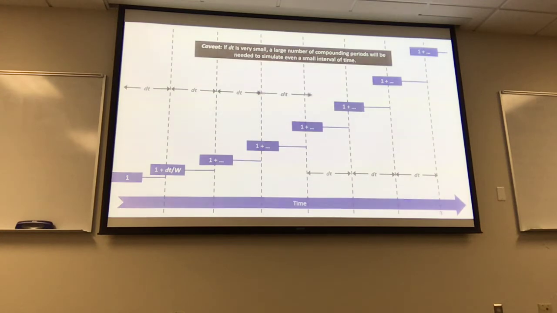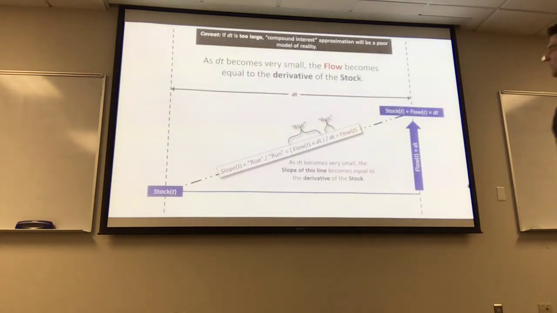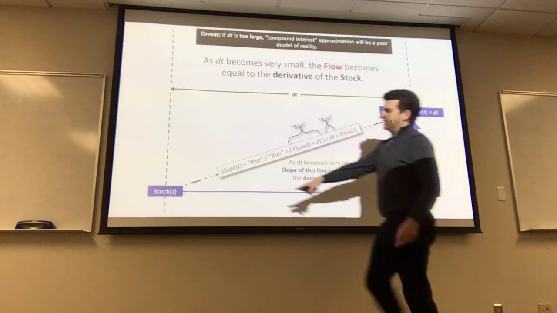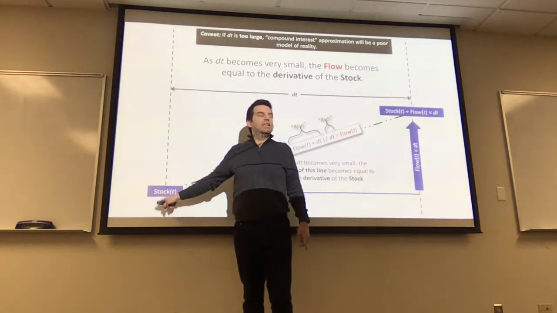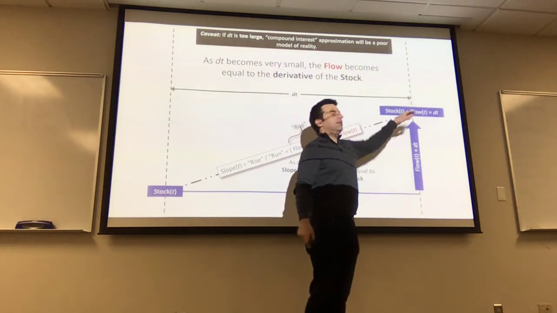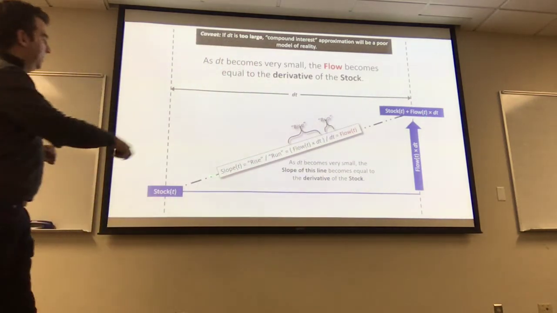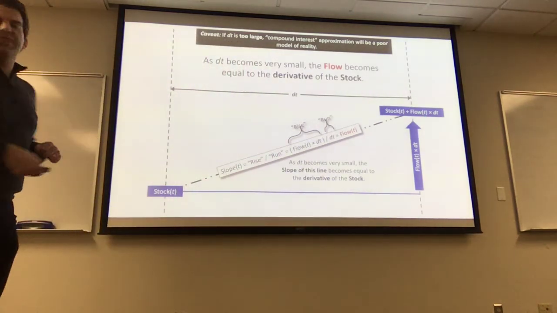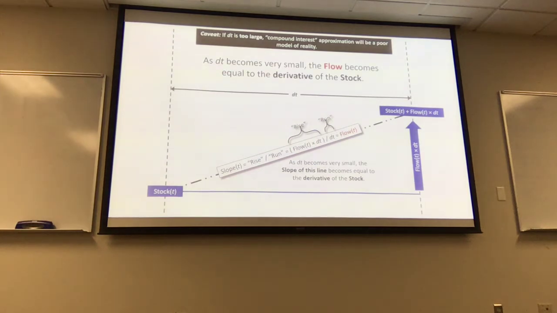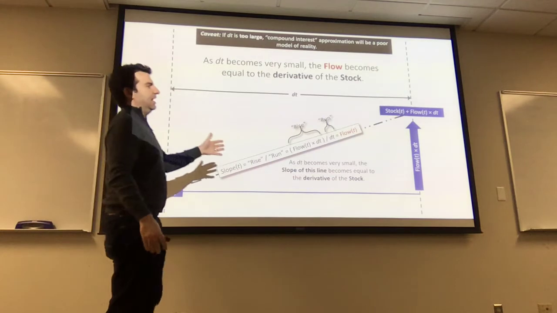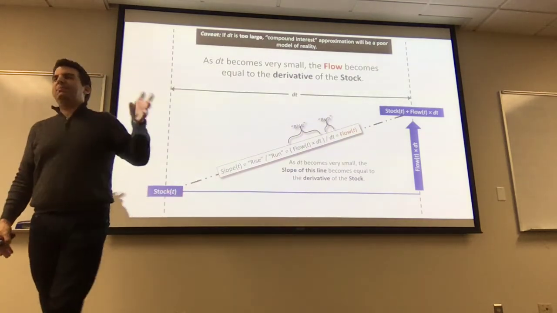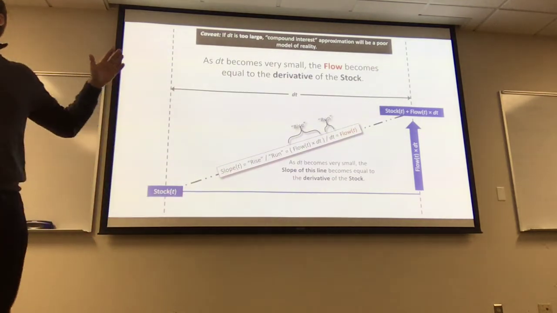And so if we zoom in on one of these intervals, then what we see is we have the stock, the number of bacteria at the beginning of the interval, and the number of bacteria at the end of the interval. And if we were to create a slope in between those, if this DT period is really, really small, then what we're doing is we're approximating the derivative of the population growth by this slope.